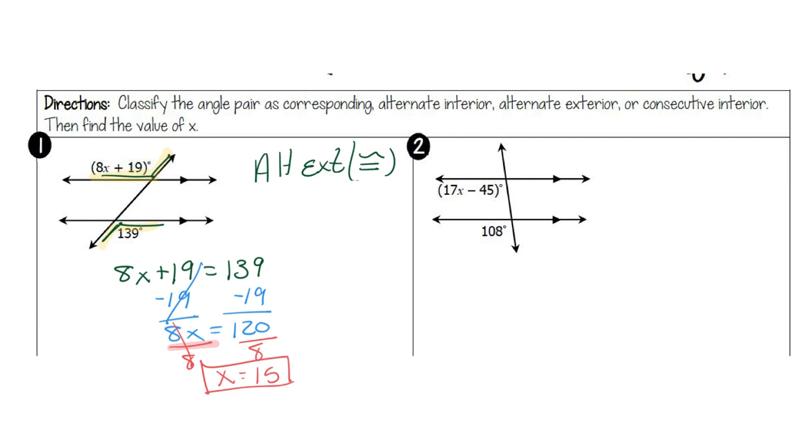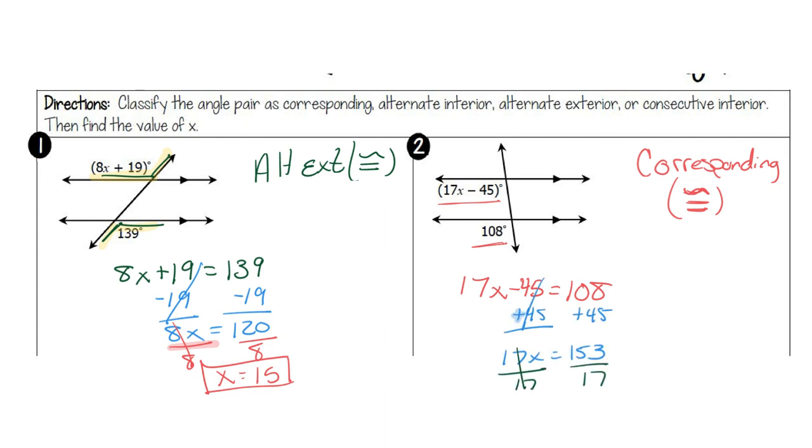Now looking at number 2, I have this angle and this angle here. Those are going to be corresponding. They fall roughly on the same corresponding similar sides of that transversal. These are both parallel. I can tell by the little triangles here. So they are corresponding, and they are also congruent. So equal sign with a little wavy thing is what that is. So again, 17x minus 45 equals 108, and I solve for x. X will equal 9.